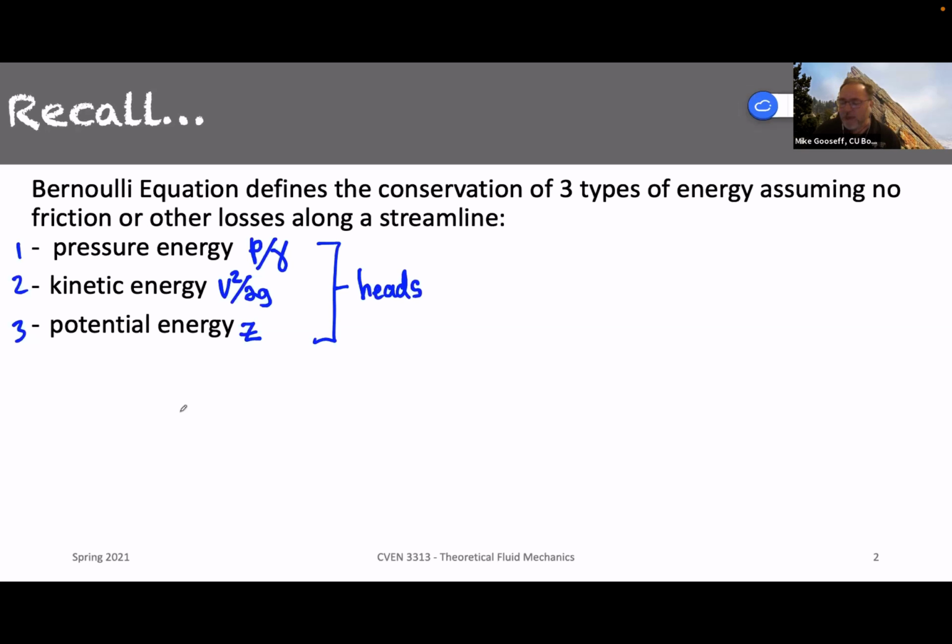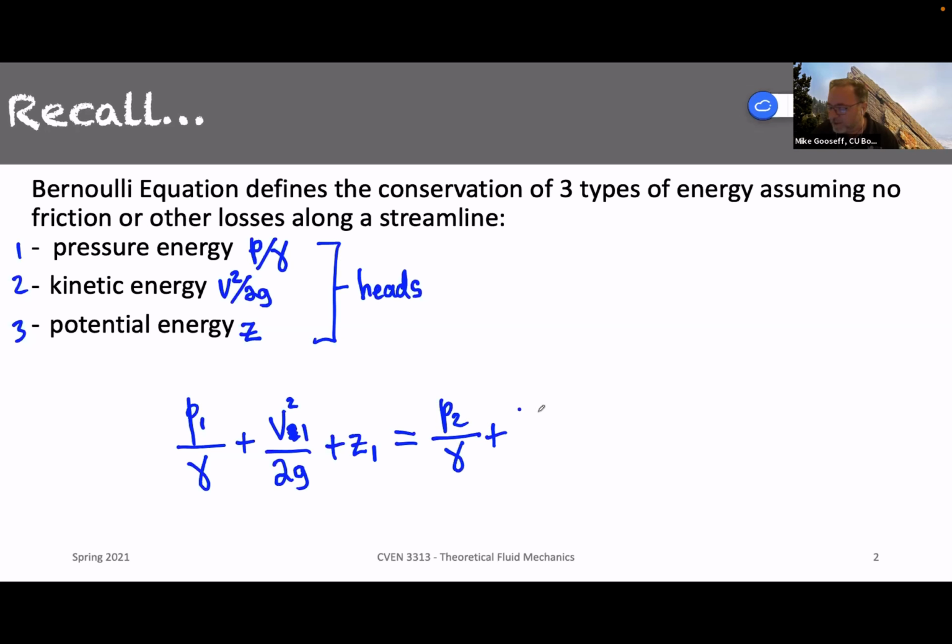And so the power of the Bernoulli equation really comes in writing this long form. So let me write it out real quick and then let's talk it through. P1 over gamma, so the pressure energy at 1, plus the kinetic energy at 1, V1 squared over 2g, plus Z1, the potential energy at 1. The sum of those being equal to the sum of energy at point number 2, so P2 over gamma plus V2 squared over 2g plus Z2, okay?